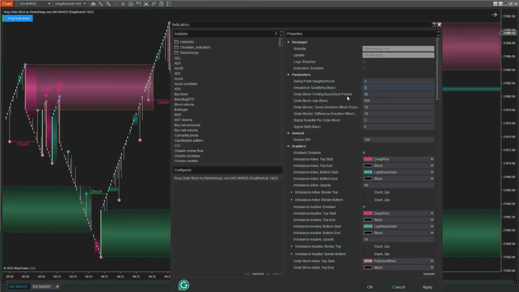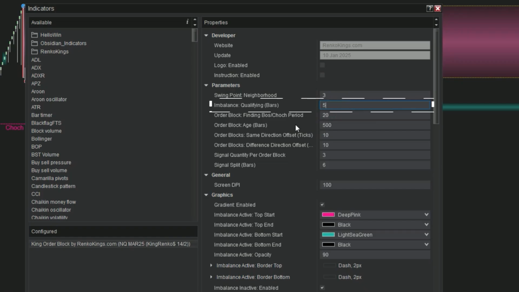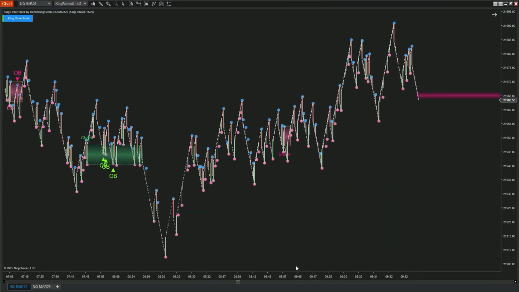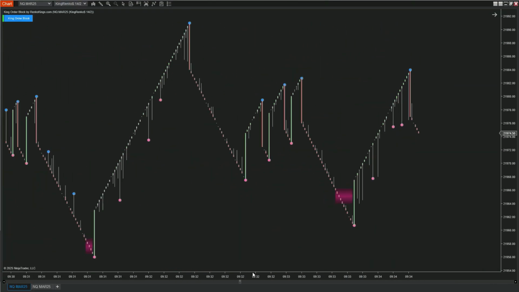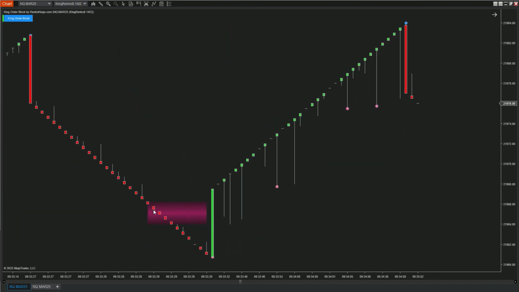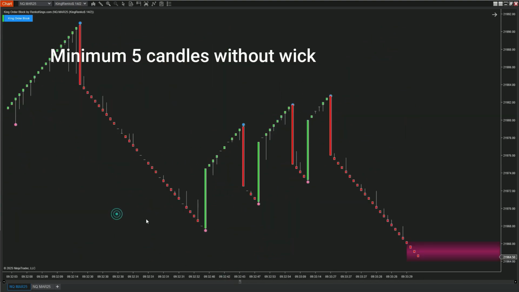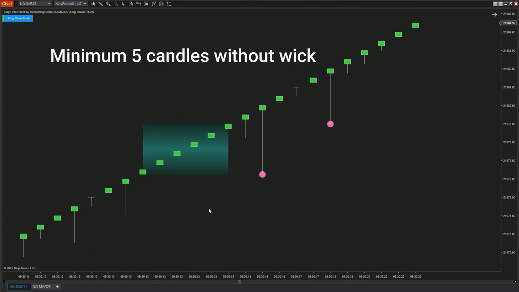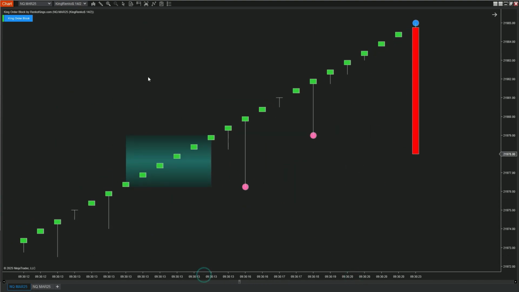You can easily set a minimum number of wickless candles required to form an order block. For example, if you set the minimum to 5, the indicator will look for sequences of at least 5 consecutive wickless candles to define an imbalance zone. Similarly, if you set it to 2, the indicator will display imbalance zones formed by at least 2 wickless candles.